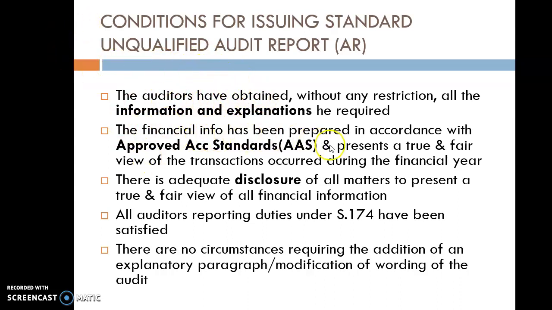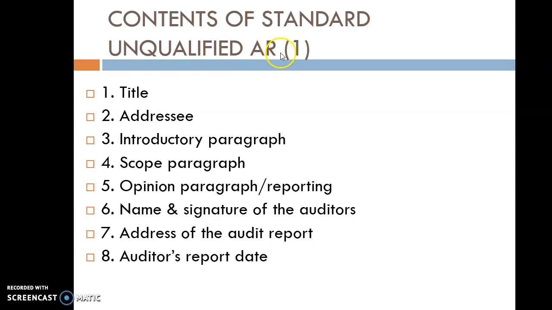The financial information has been prepared in accordance with approved accounting standards and presents a true and fair view of transactions that occurred during the financial year. There is also adequate disclosure, sufficient disclosure of all matters to present a true and fair view of all the financial information. Then the reporting duties under section 174 have been satisfied, and there are no circumstances requiring the addition of any explanatory paragraph or modification of the wording of the audit report.